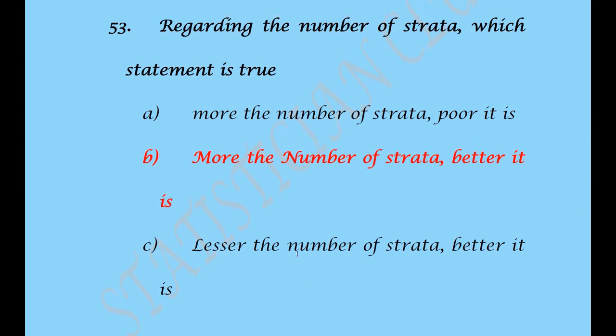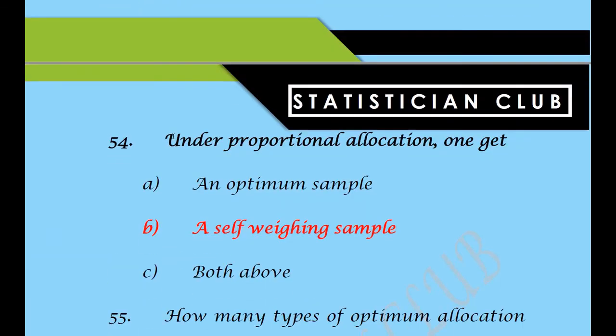53. Regarding the number of strata, which statement is true? More number of strata, poor it is. Less number of strata, better it is. More the number of strata, better it is. So this is the right answer. More the number of strata, better the stratified random sampling is.